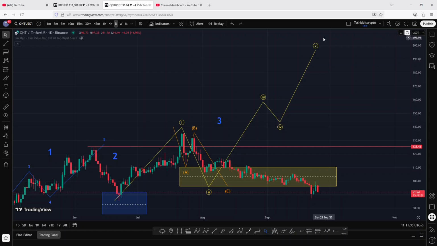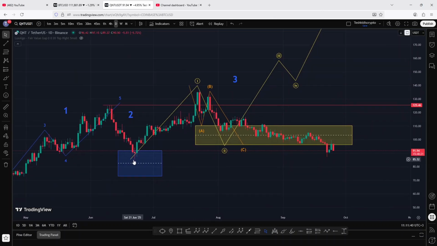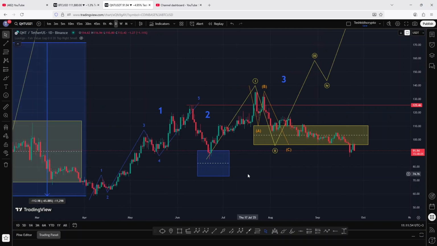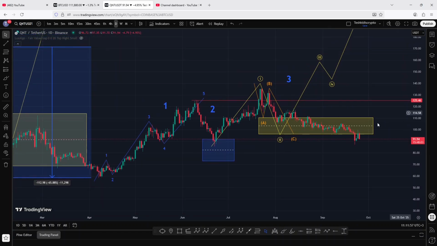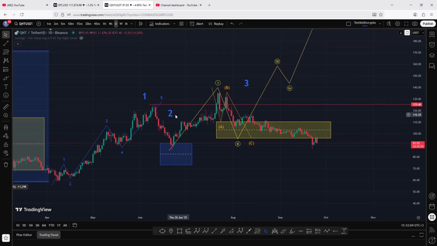Alternatively, in case we continue breaking down, then I will first expect a reset of the lows we made on the 22nd of June in the next coming hours, and that is below the 85.5 USDT mark. And the moment that plays out, that will make me shift to the alternative scenario. And the alternative scenario is that this whole movement over here was just the formation of that first wave, and the pullback that we are getting at the moment is the formation of a second wave.